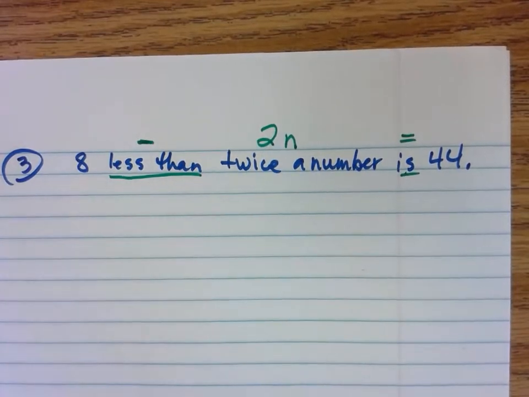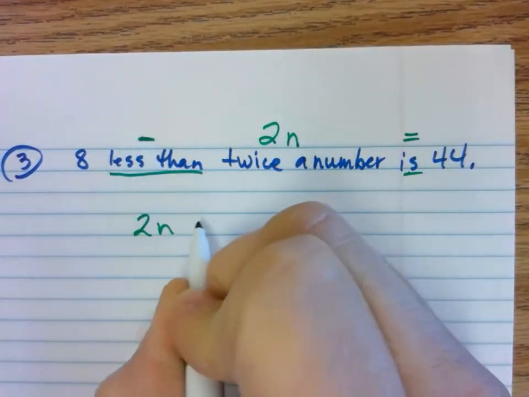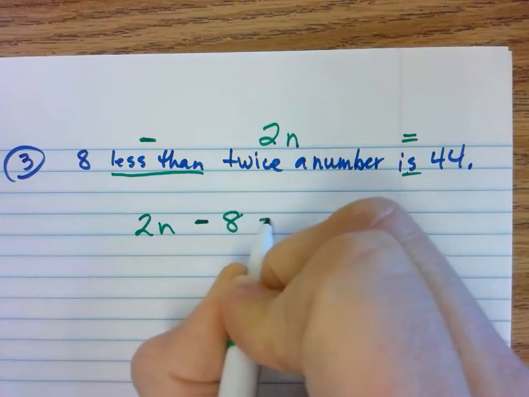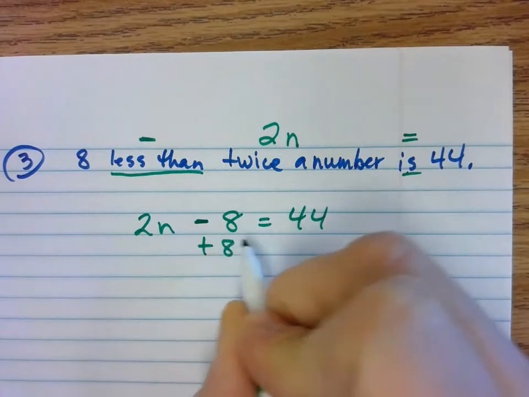So I'm going to give you 3 seconds to see if you can write it before I do. Here you go. 1, 2, 3. Let's go. All right, so twice the number is 2n. I'm going to do 8 less than that. That's minus 8 equals 44. I'm going to add 8 to both sides.